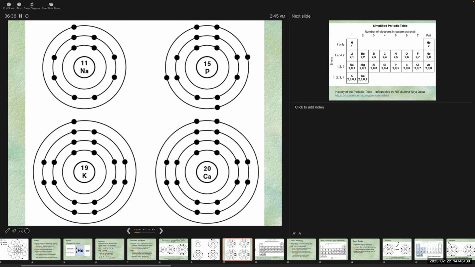And I realize this screen is cutting off the top of my image. There's some electrons.